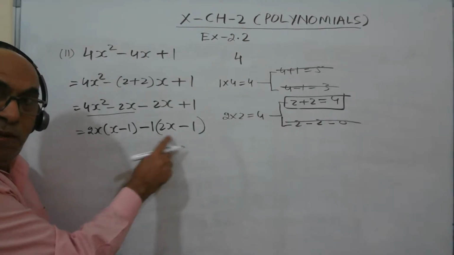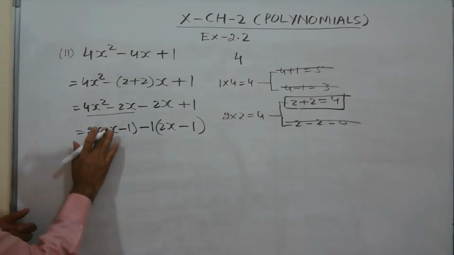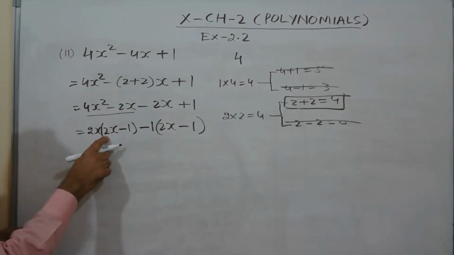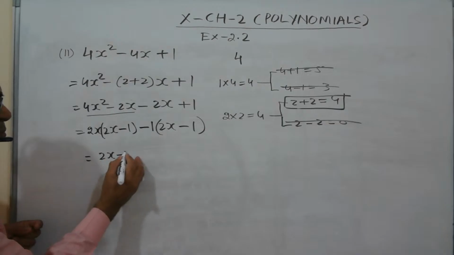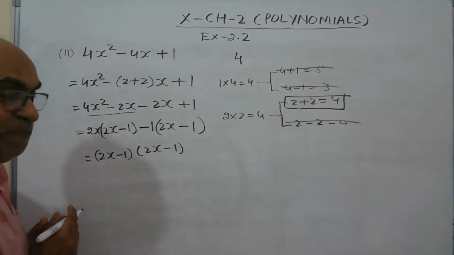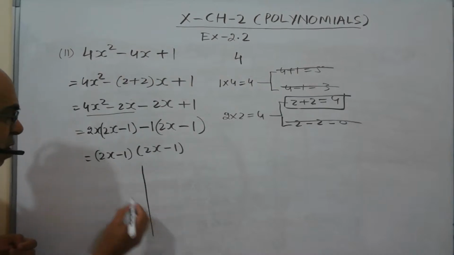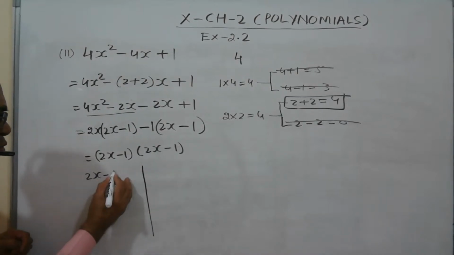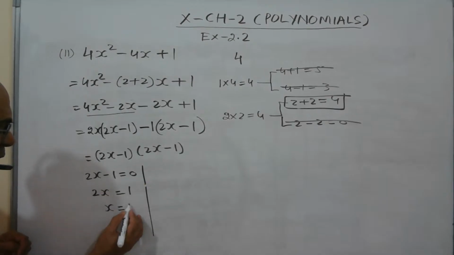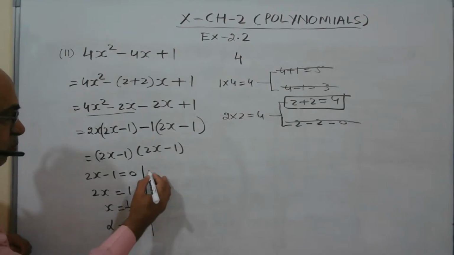They are equal. It means it's correct. So here I made a mistake. 2x is common, so 2x minus 1. So now 2x minus 1 is common. From here 2x minus 1. So factorization is over. Now equate each factor with 0. So 2x minus 1 equal to 0, 2x equal to 1. So x equal to 1 by 2, alpha equal to 1 by 2.